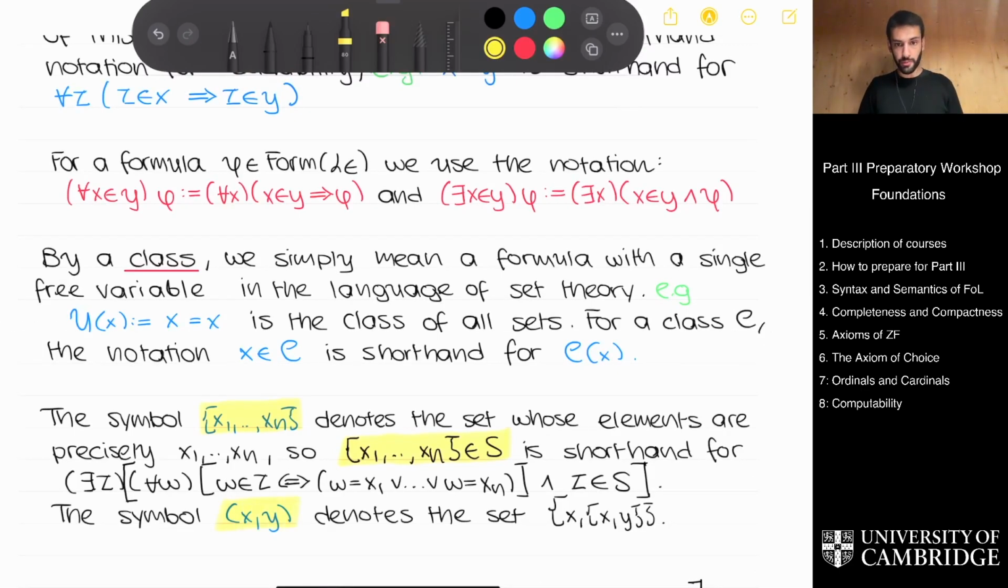The pair x, y is called an ordered pair. For ordered pairs, we use what is known as the Kuratowski encoding, which is simply the following. The ordered pair x, y denotes the set containing the set containing x and the set containing x and y.